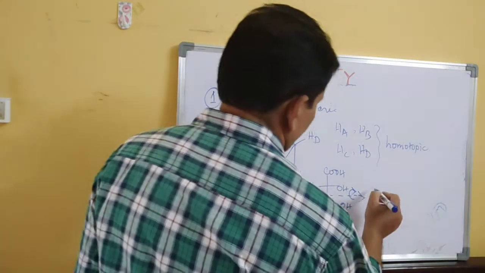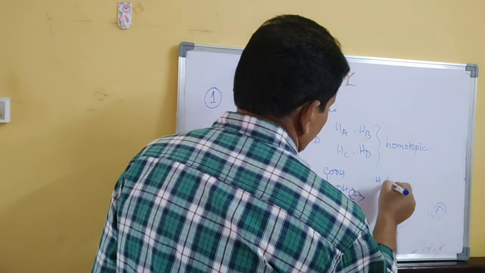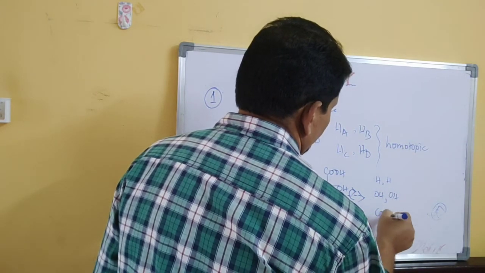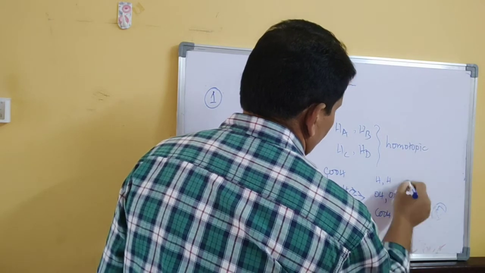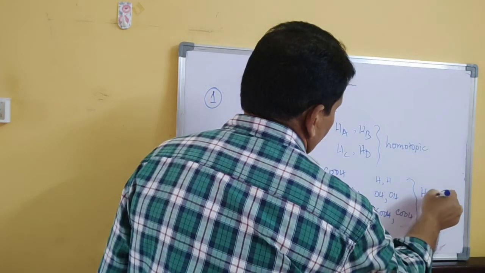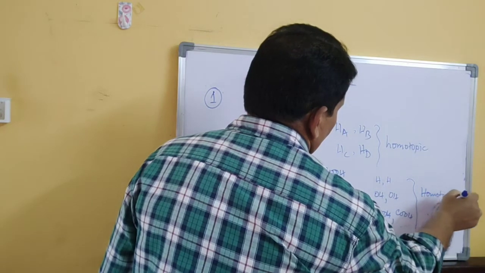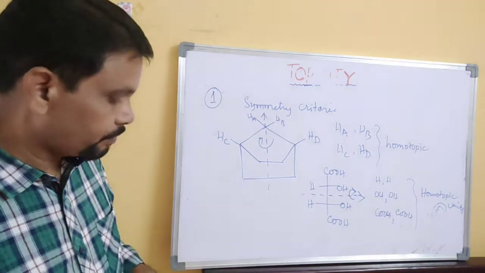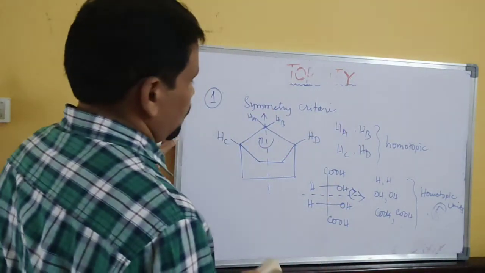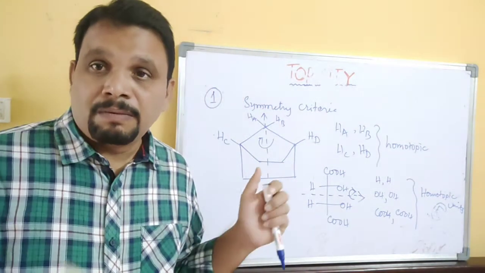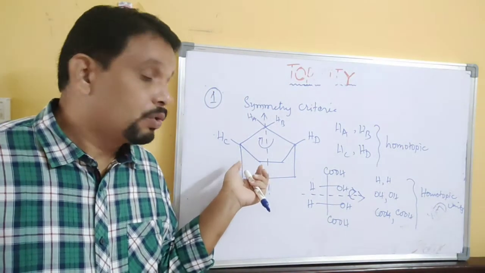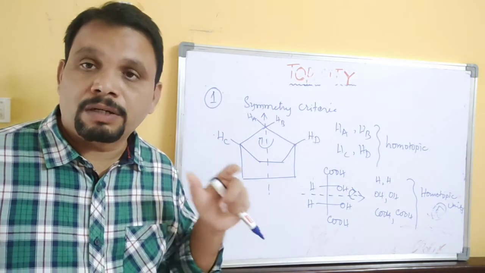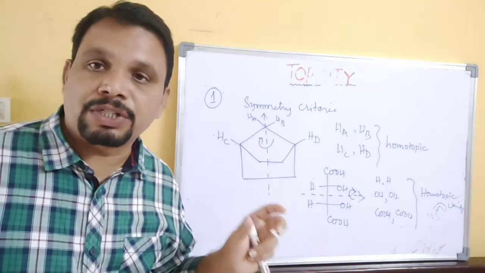Therefore, hydrogens and hydroxyl groups are homotopic, COOH and COOH. These are homotopic units. Homotopic units, okay? So I hope with all these examples, you will be able to identify whether they are homotopic or not by using symmetry criteria, okay?